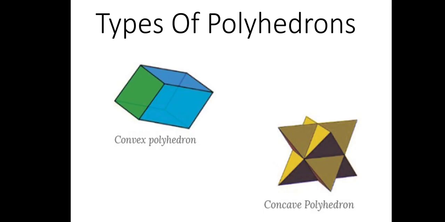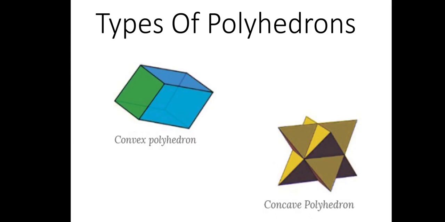Coming to concave polyhedron. Polyhedrons that are made up of concave polygons. Now, what do you mean by concave polygon? A polygon in which at least one interior angle is greater than 180 degree is called a concave polygon, and a polyhedron that is made up of concave polygon is known as a concave polyhedron. So you can see in the second figure, it is clearly visible that it has at least one interior angle greater than 180 degree. So it is clear from the figure that it is a concave polyhedron.